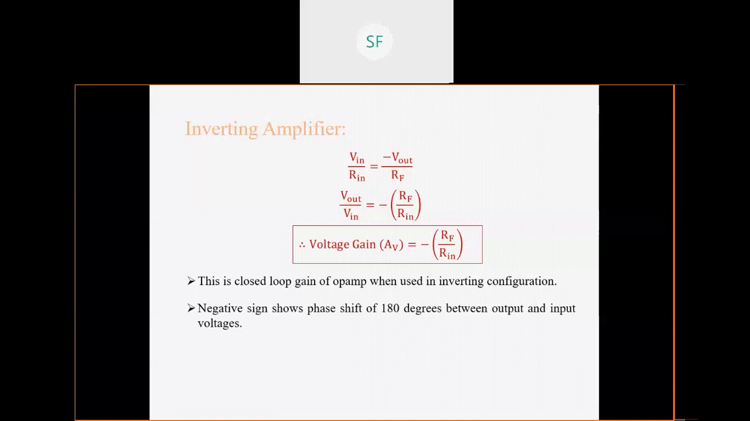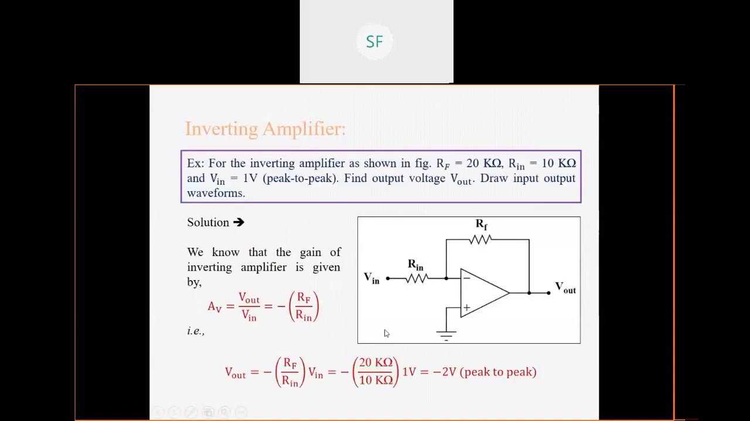All right. So we will take one example. We will see how exactly the input and output are related, and we will solve one example on this. So one example is right here. The problem is for the inverting amplifier as shown in the figure. Suppose this is the circuit diagram for the inverting amplifier.